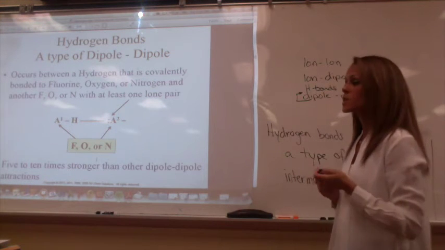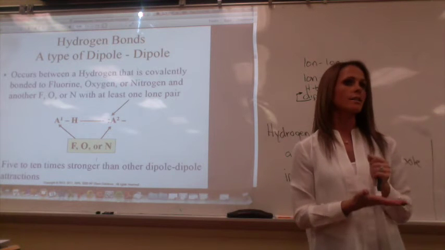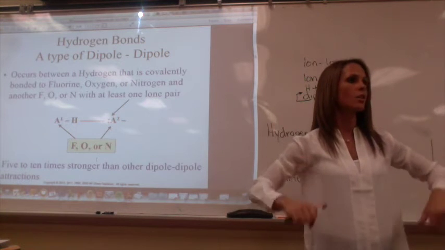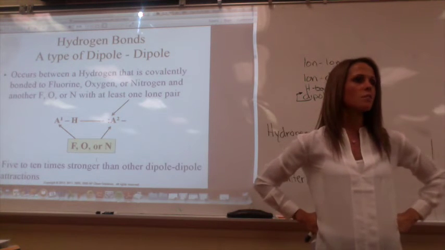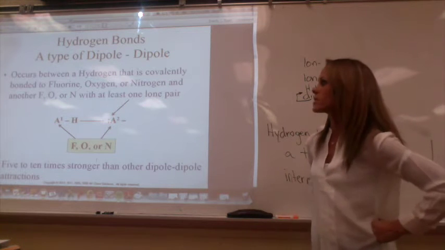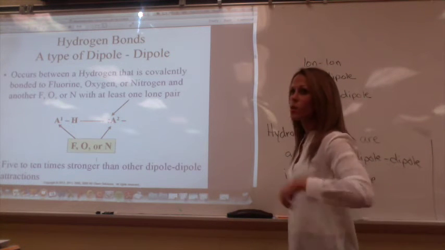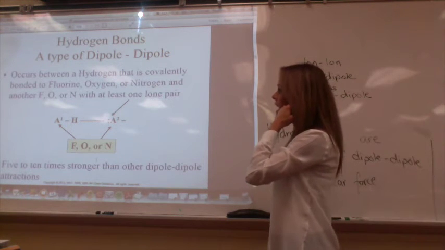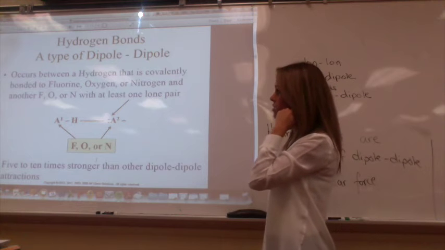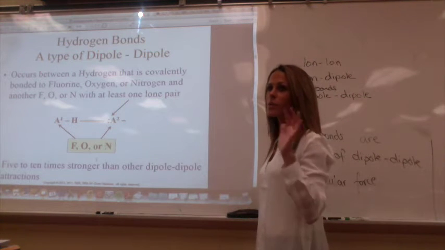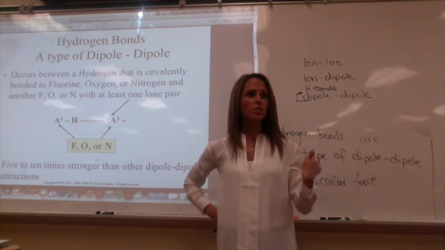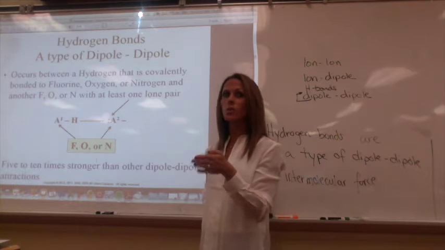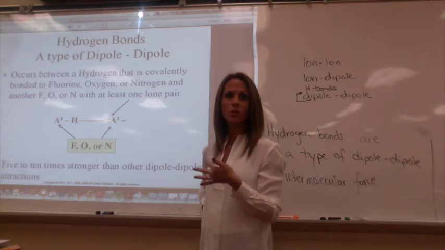So a hydrogen bond specifically, this is important that you recognize them. They like to ask multiple choice questions. They show you a bunch of molecules and they'll say pick which molecule has hydrogen bonding occurring. It just doesn't mean that there's a hydrogen present. So it says it occurs between a hydrogen that is covalently bonded to fluorine, oxygen, or nitrogen, and another fluorine, oxygen, or nitrogen with at least one lone pair. So it's hydrogen attached to oxygen, nitrogen, or fluorine, and then also that hydrogen has to be attracted to a lone pair on an oxygen, nitrogen, or fluorine.